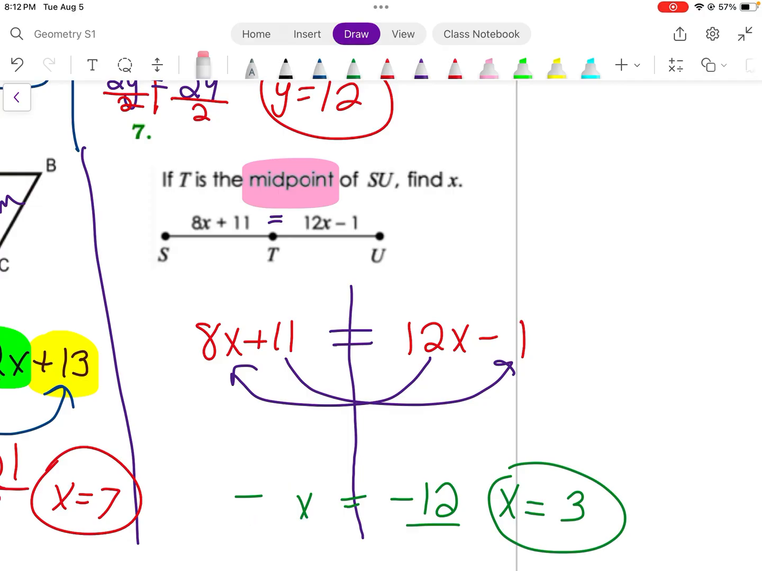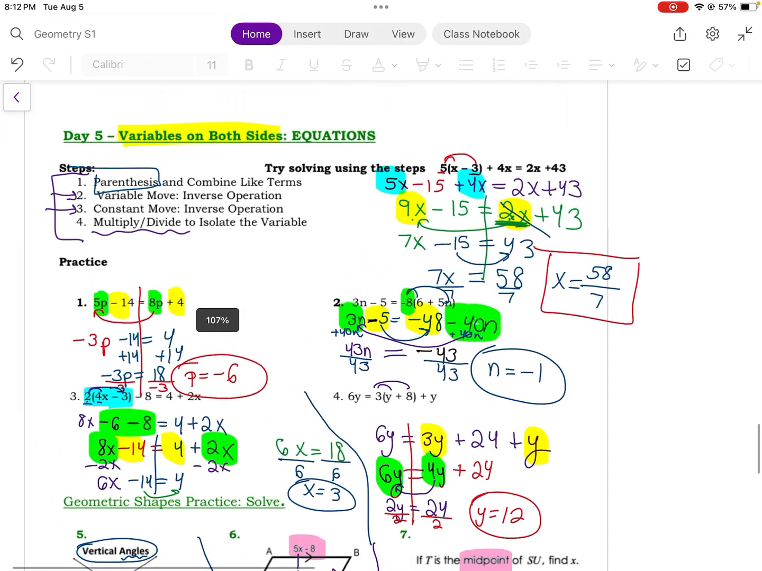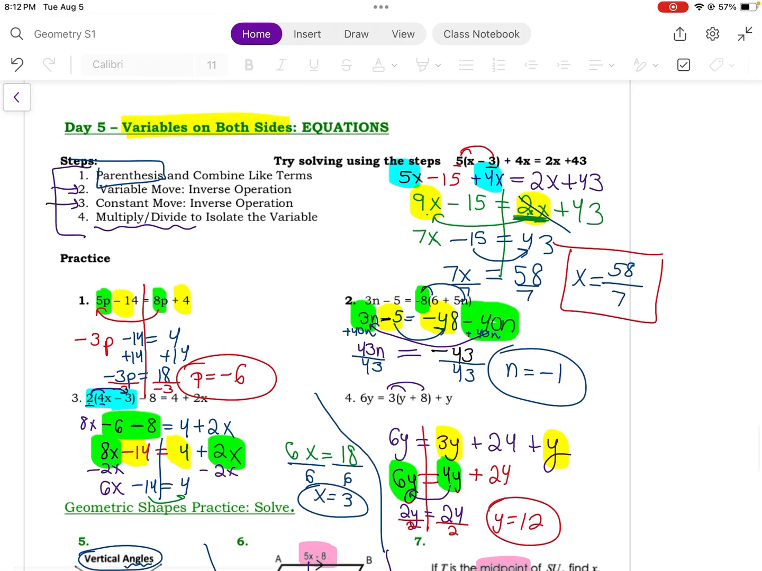All right, perfect. So you should have gotten x equals positive 3 once you moved over the 12x and you moved over the 11, thinking about your signs, and you should have gotten 3 as the answer. Okay, so ask questions with your teachers if you have any questions on day 5.